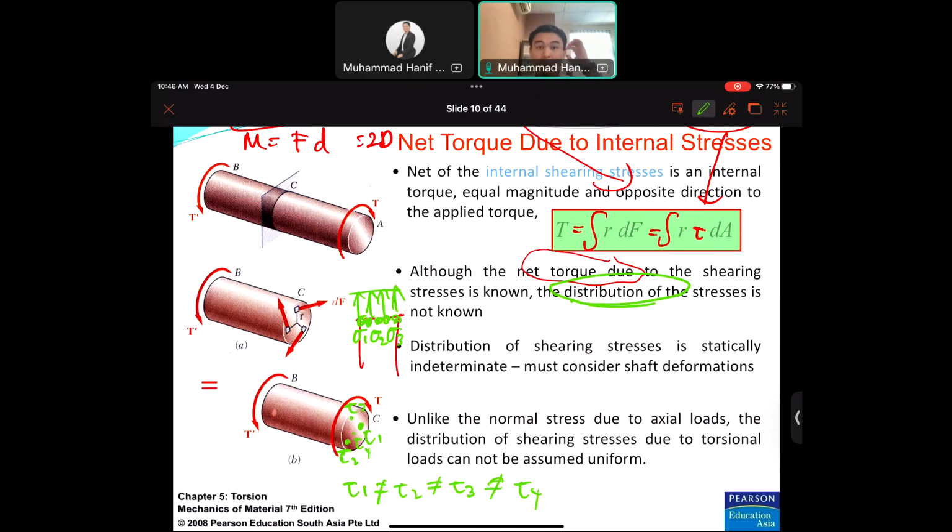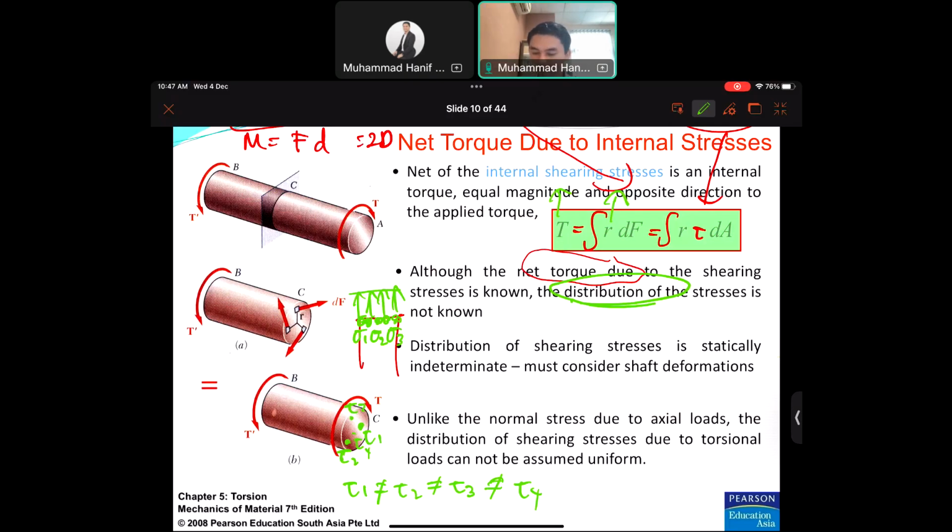So this is the meaning of this statement. It is a different condition that you have to understand. It is because of the formula, which is representing the R. Higher R will have higher torsional stress. Next, the distribution of stress is statically indeterminate.